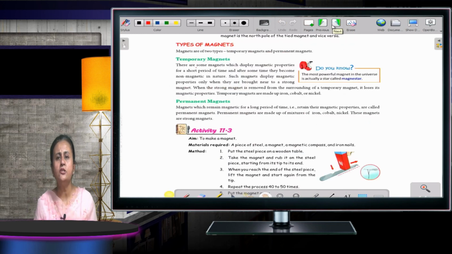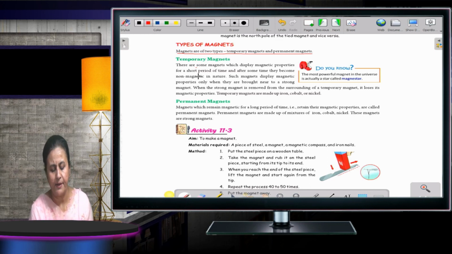Okay. The next topic is types of magnet. What different types of magnets are there? We have two different types of magnet, temporary magnet and permanent magnet. There are some magnets which display magnetic properties for a short period of time. After some time, they become non-magnetic in nature.